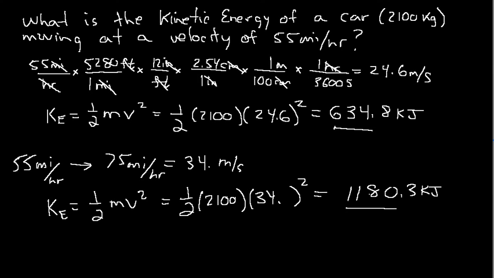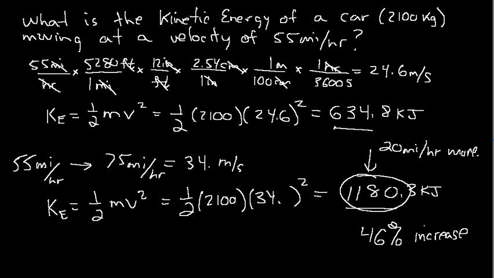Now look at the difference between this number and this number. I figured the percent increase, it's about a 46% increase in kinetic energy. So just going 20 miles per hour more resulted in almost twice the kinetic energy.